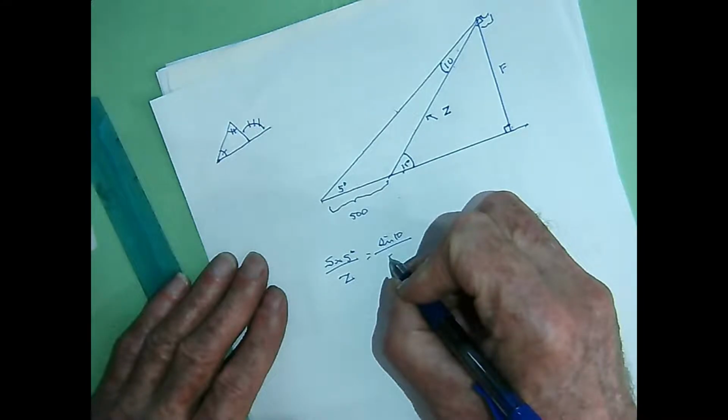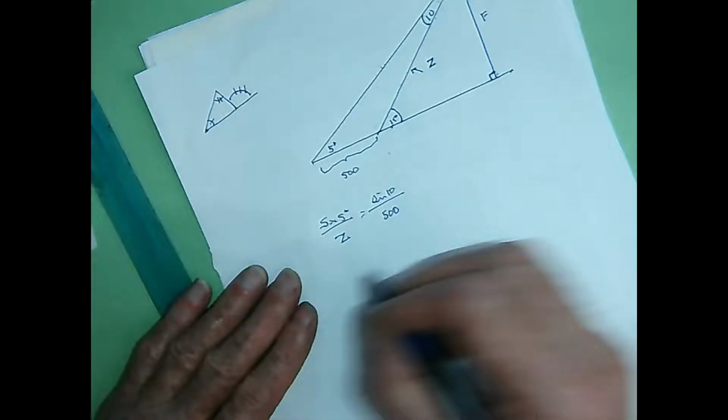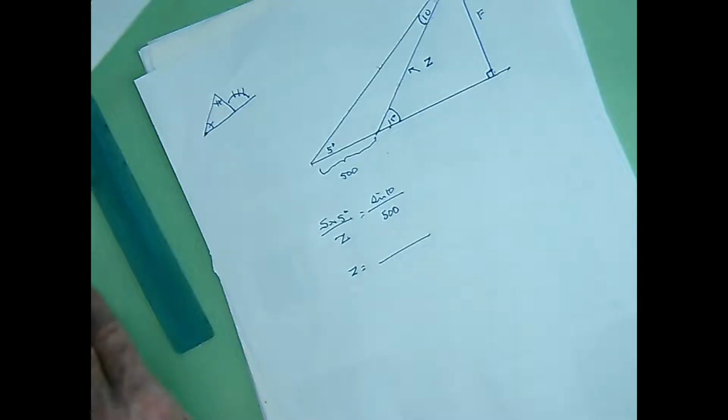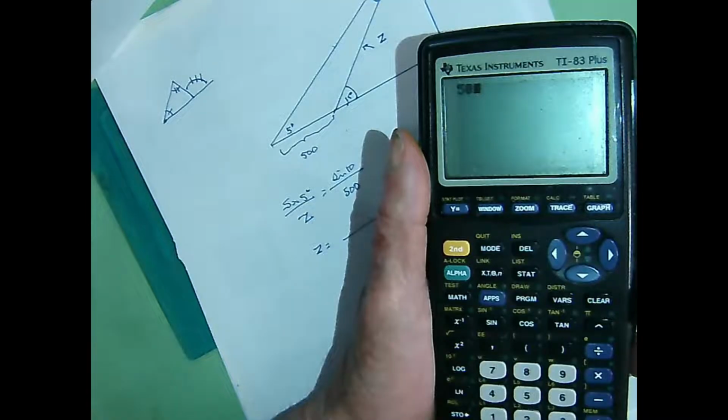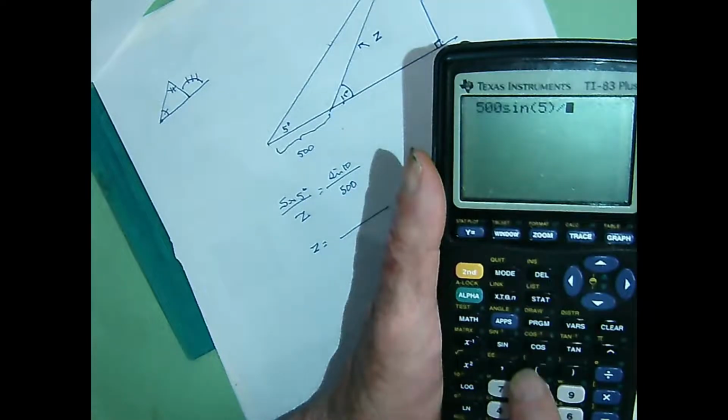Let's cross multiply and divide right there. And I'm going to be able to get Z out of that, aren't I? I don't think you really have to write more than that. If you write that proportion and tell me the value for Z, I'm going to believe you did it correctly. I would have to go with 500 sine 5 divided by the sine of 10. And that number is 250 point, let me call that 955, just to keep things good.